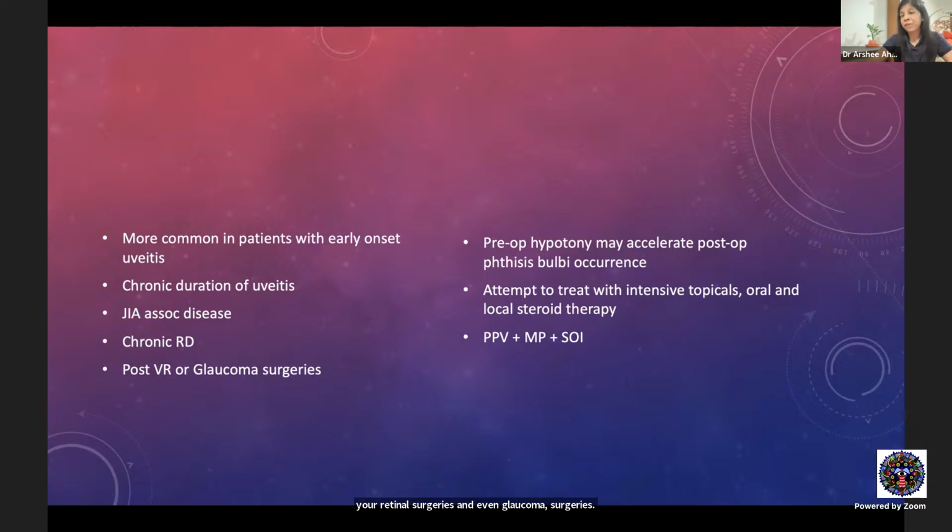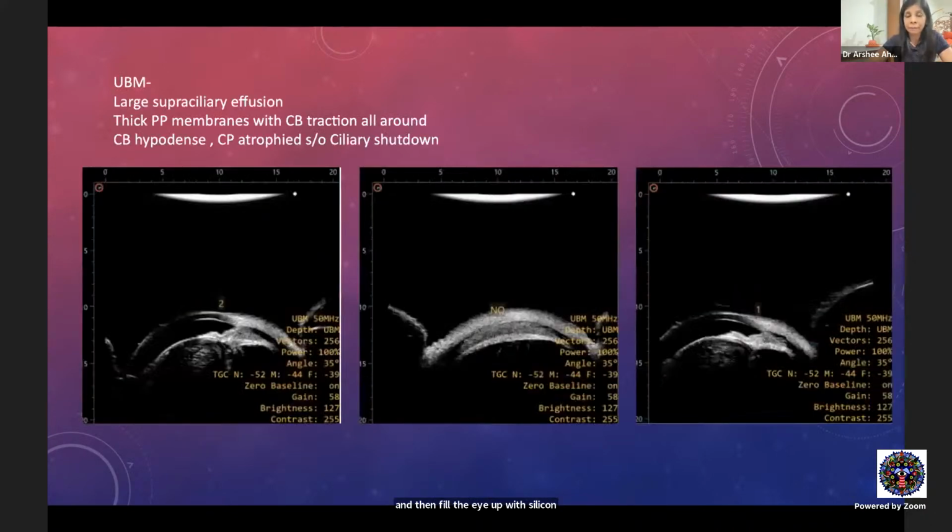So we do attempt to treat it, although a frustrating experience many a times. Intensive use of topical steroids, local steroid like a posterior subtenon's injection. Ultimately, these patients may require vitrectomy, where if there's a cyclitic membrane, you can attempt peeling the membrane and then fill the eye up with silicone oil to probably maintain its anatomical integrity.